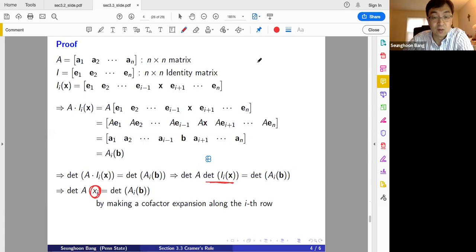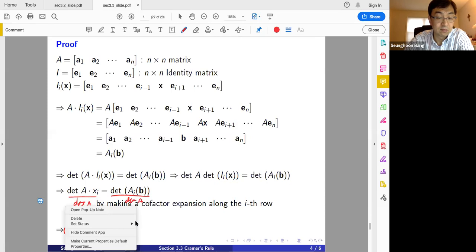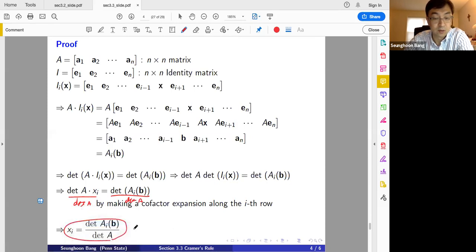This is exactly xi, by making a cofactor expansion along the ith row. You can use cofactor expansion along the ith row. Then divide both sides by the determinant of A. That's it. This is the whole idea for solving this problem.